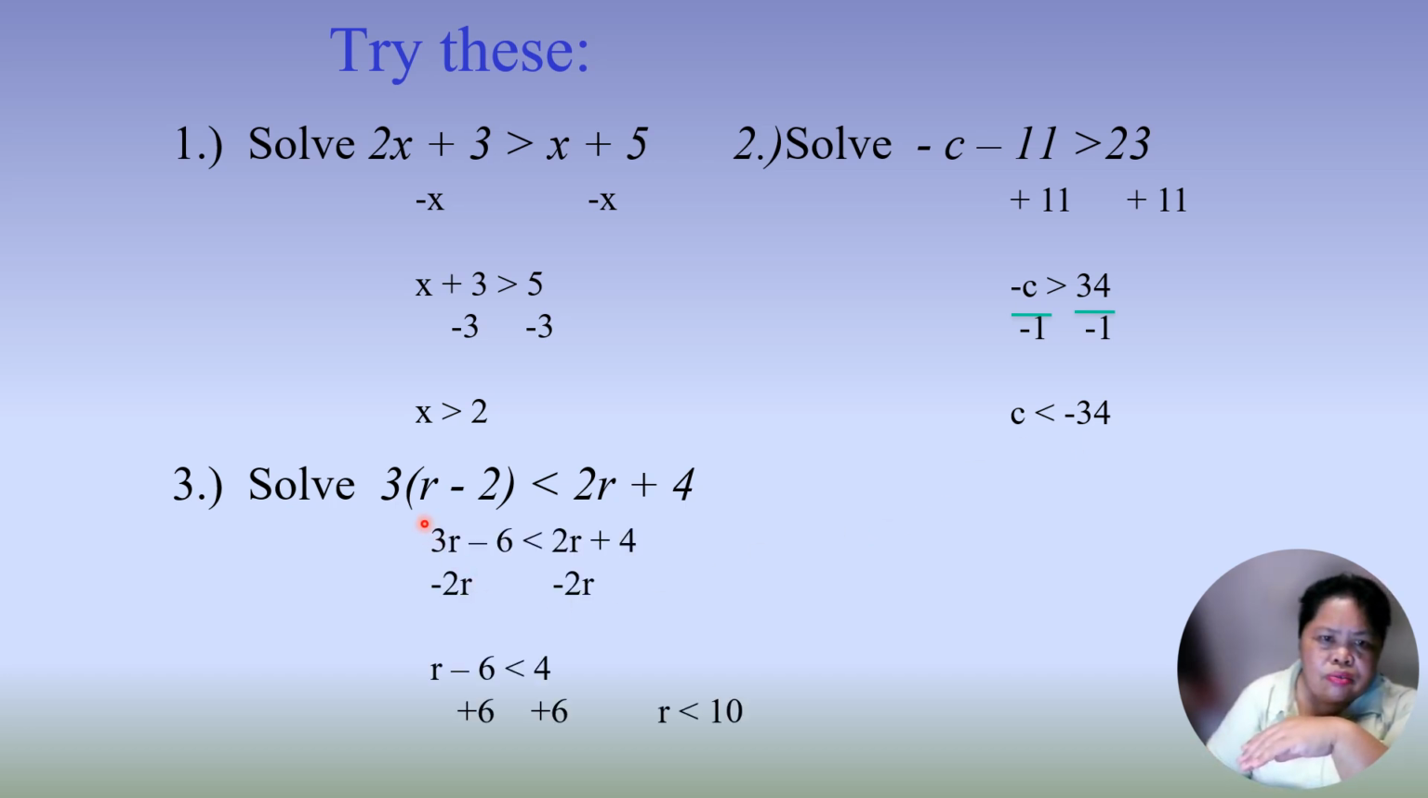Same here. So we distribute first. Like this one, we have 3r minus 6 less than 2r plus 4. So that's why here we have r minus 6 less than 4. So we add 6 to both sides. So that's why we have r is less than 10.